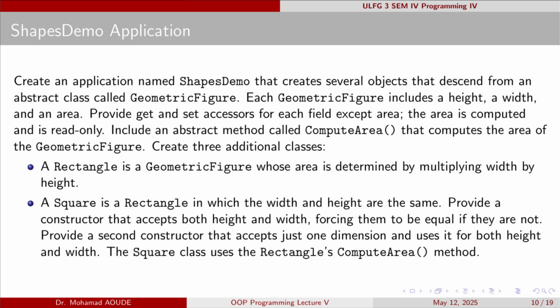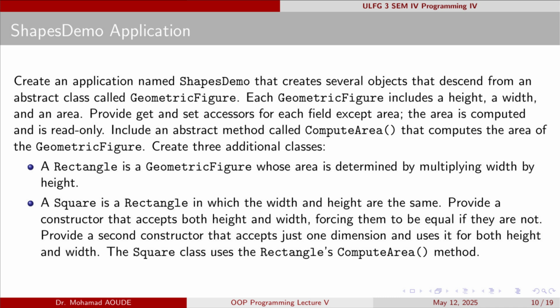Abstract methods. An abstract method has no implementation body in the abstract class. It must be implemented, overridden, by any non-abstract class that inherits from it. This defines a required behavior for all concrete descendants without specifying how that behavior is carried out in the base class. We need 3 derived classes, rectangle, square, and triangle.